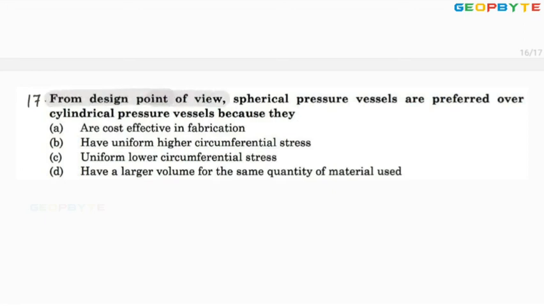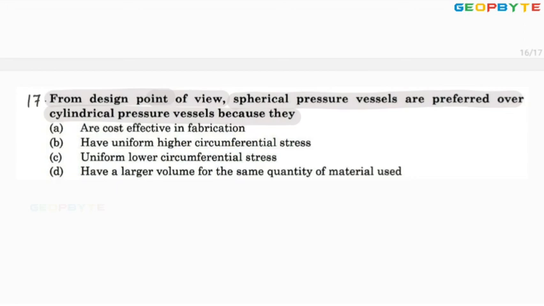From a design point of view, spherical pressure vessels are preferred over cylindrical pressure vessels because, remember my dear friends, spherical pressure vessels are generally preferred because they can give large volume for material occupation. So for the same material, for the cylindrical shell and the spherical shell, in the spherical shell you can find the large volume. That's why generally we prefer the spherical shell.